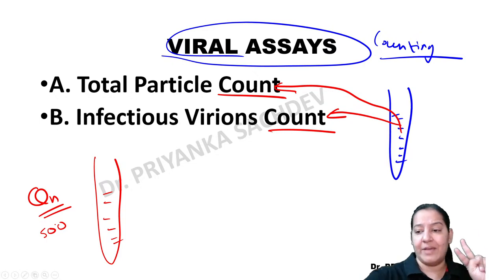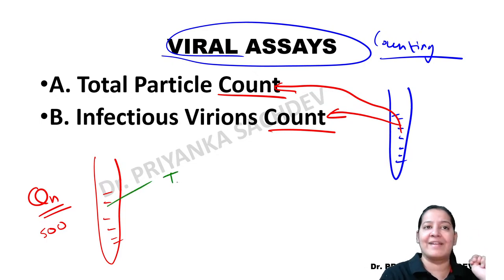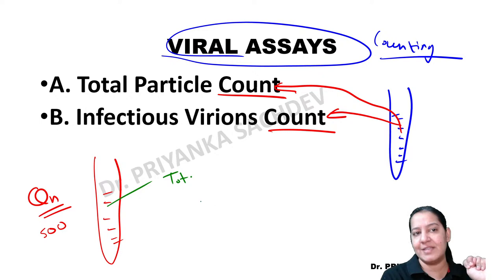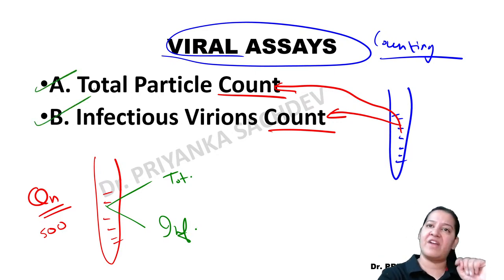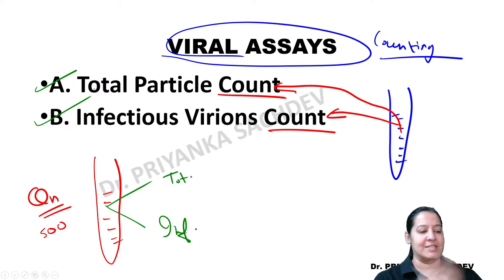Now there are two types. Number one, you will tell me total viruses. How many total viruses are present here? Or I'm not interested in total. I'm interested how many infectious are present that will cause the infection. So what is the total particle count and what is the infectious particle count? So tell me the methods, how we can do that.